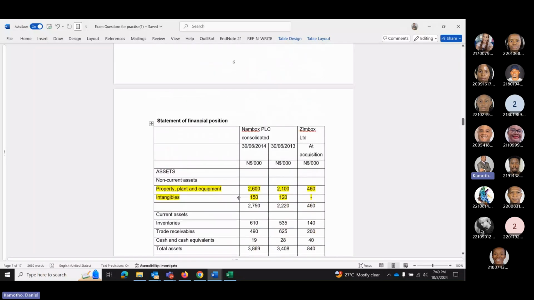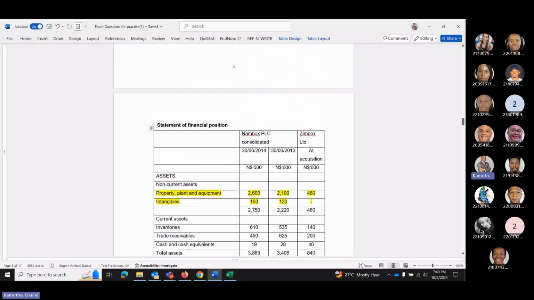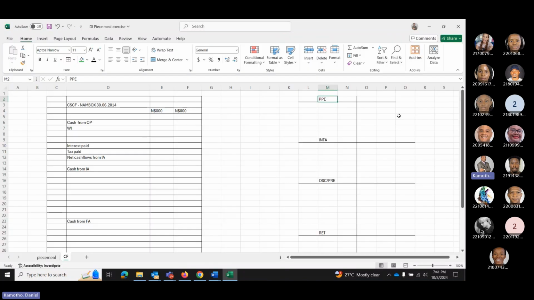So the next thing we do is to transfer the amount. For example, the equipment there, we are saying the balance brought forward is 2,100. The one carried forward is 2,600. So we can do PPE. The balance brought forward is 2,100. The one carried forward is 2,600. So this is carry forward. You know how the T accounts work, and then this will be the totals there. So this is the brought forward figure.